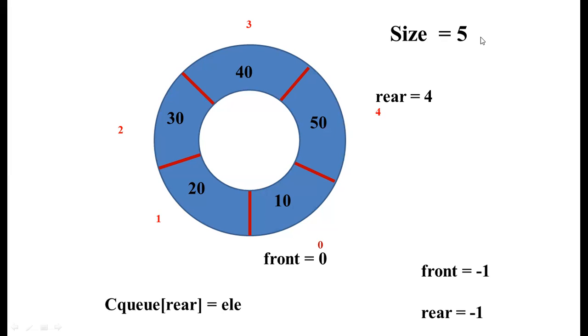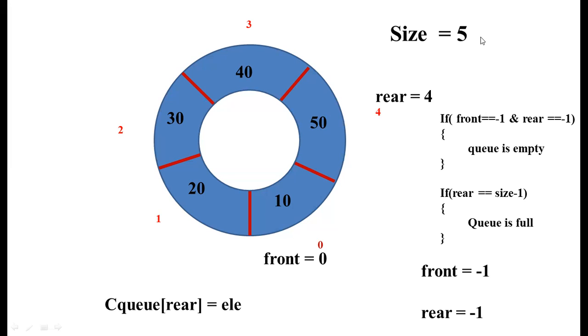So here two things we need to understand. When the front value is equal to -1 and rear value is equal to -1, then we need to display the message saying that the queue is empty. And if the rear is equal to size -1, then we need to display that the queue is full. So based on all these conditions only, we can write the logic. And that logic is shown here. So when the queue is full, then what can we do? We can perform either the deletion operation or the display operation.